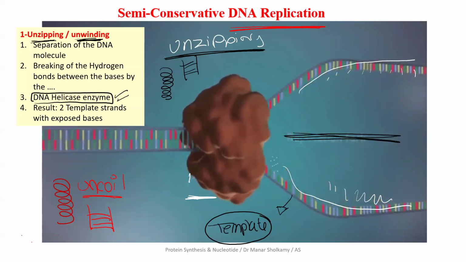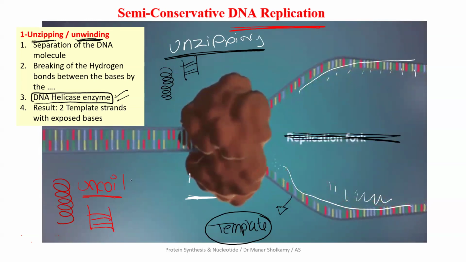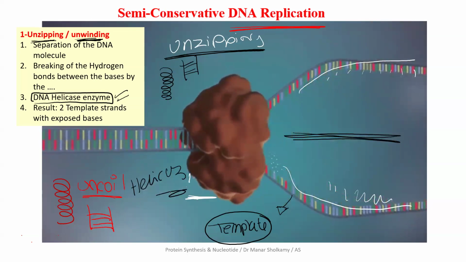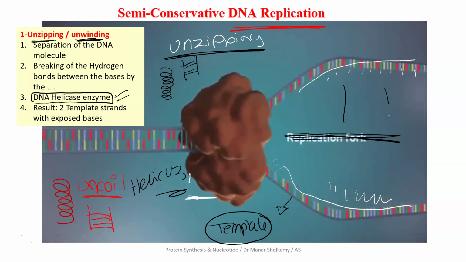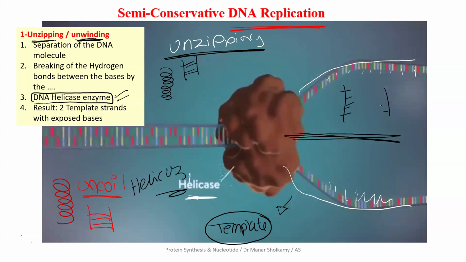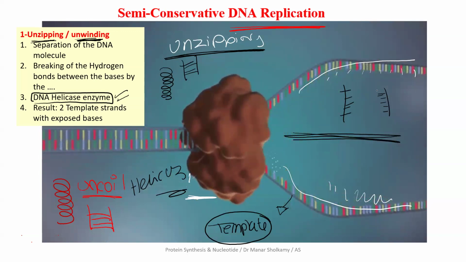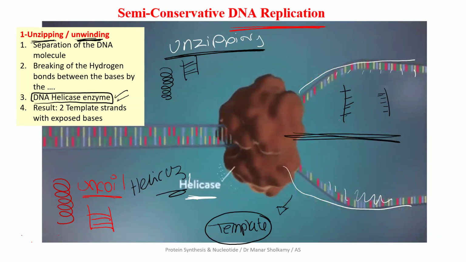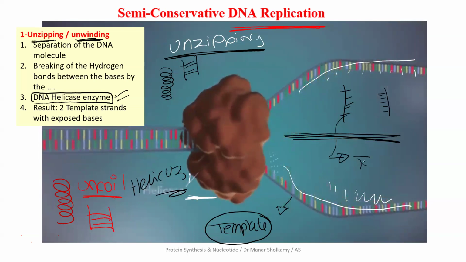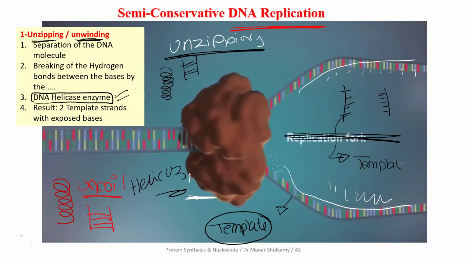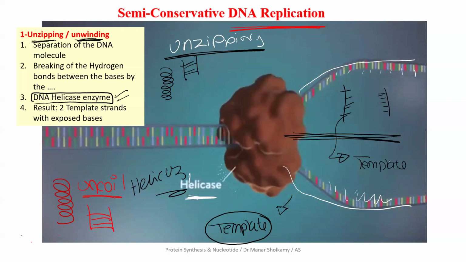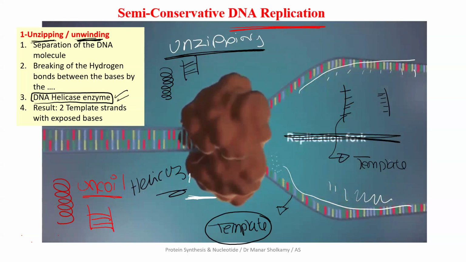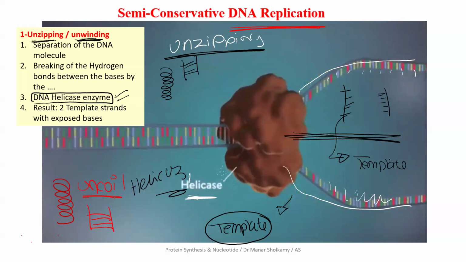Who will break the hydrogen bonds between the bases? The DNA helicase enzyme. At the end of that step, I'm going to have two exposed strands. These strands will act as the template, or they will help me to create the new complementary strand. So they will act as something called the template. Are you all with me? Yes. Very good. So now I have two exposed templates.